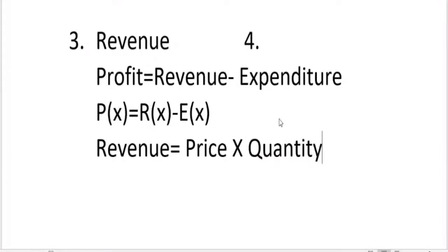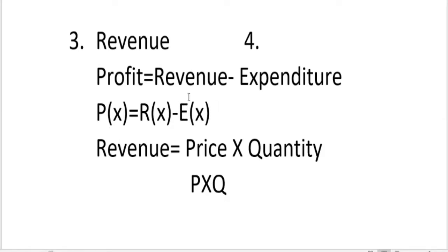Quantity. You know that revenue is what? The overall turnover of revenue is price multiplied by the quantity. So suppose I have the price P, and the quantity is Q. So P into Q, that is price multiplied by the total quantity, will give you the revenue, right?